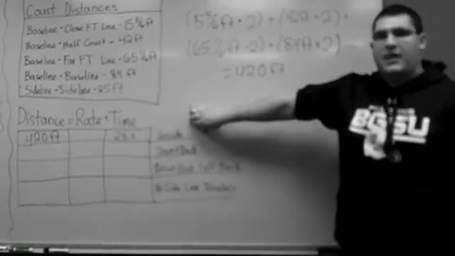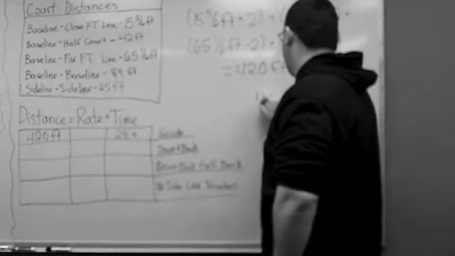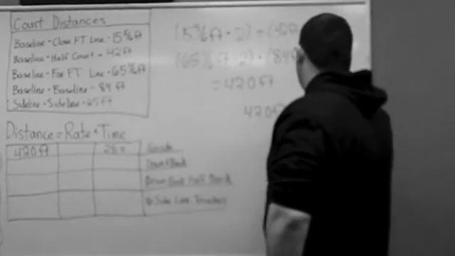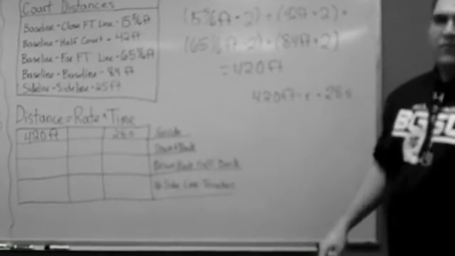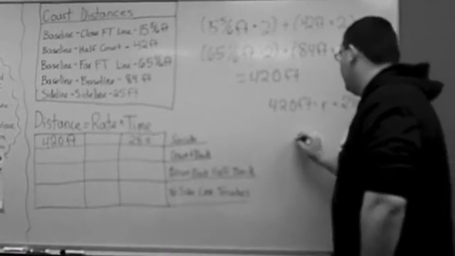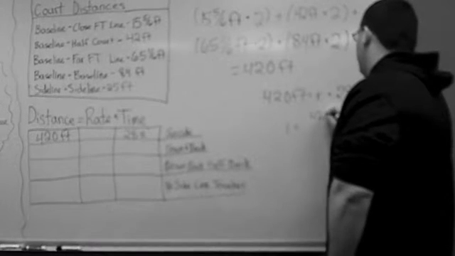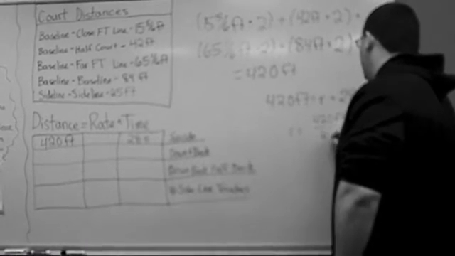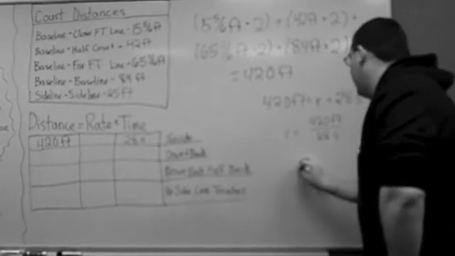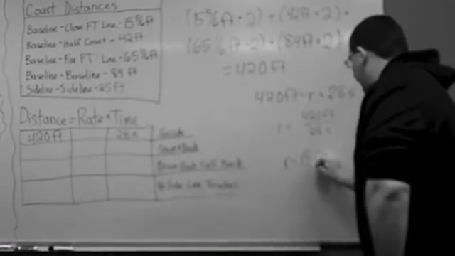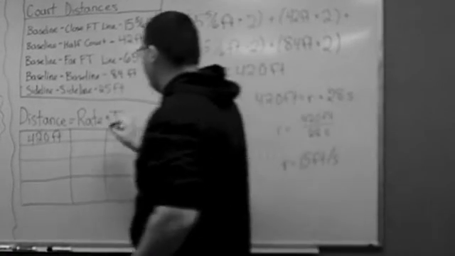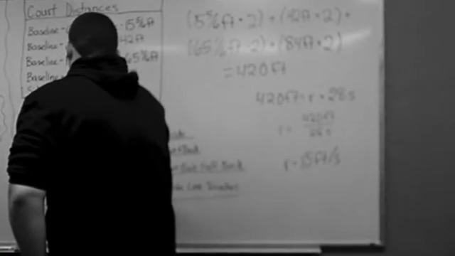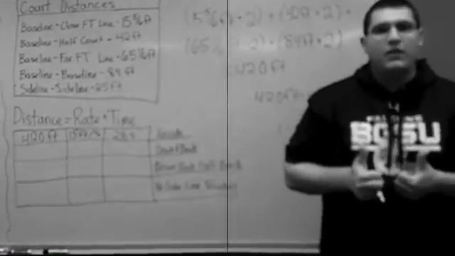So now we have our distance and we have our time. We're going to plug those right into our formula. So 420 feet is equal to our rate, which we don't know yet, times 28 seconds. Now we're going to solve this like any other equation that we've solved before. So rate is equal to 420 feet divided by 28 seconds, which simplifies to 15 feet per second. So that is how fast we are asking our players to run when we ask them to run a suicide in 28 seconds.